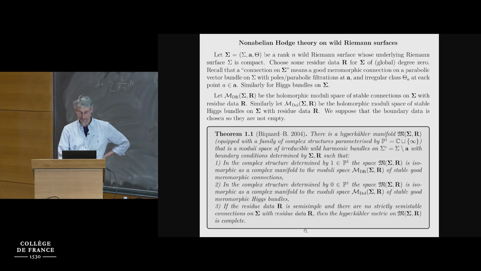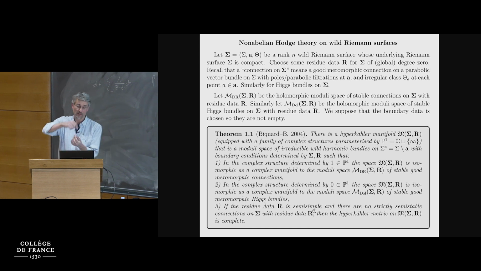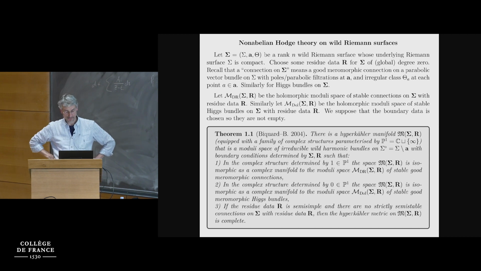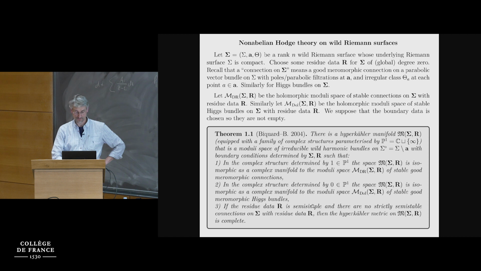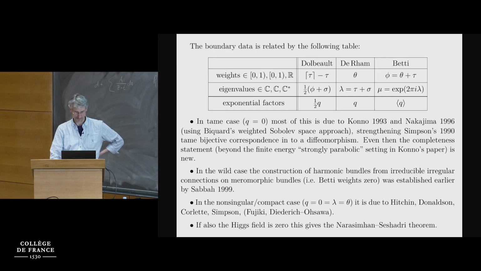And there's a statement about the metrics being complete if the residue data is semi-simple. So on each of the circles, the associated graded of the monodromy is semi-simple. And in the moduli problem, there are no strictly semi-stable points. Then the metric is complete. So in the paper, this is just proved in the untwisted case, but the same proof works in general. And we discussed it with Biquard like a decade ago, and it's the same thing.